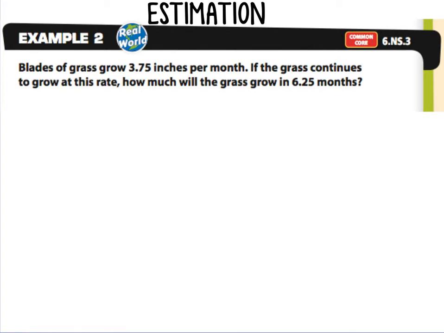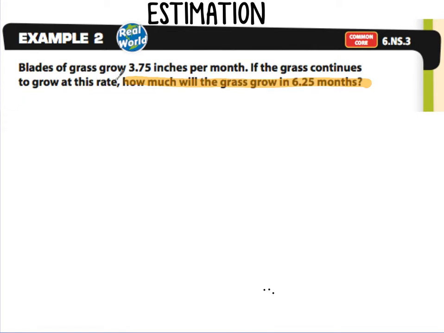Now we're going to take a look at estimation with decimals. All right? So in this case, we are going to take a look at some blades of grass that grow 3 7/75 inches per month. I know that I want to find out how much the grass will grow in 6 25 of a month.